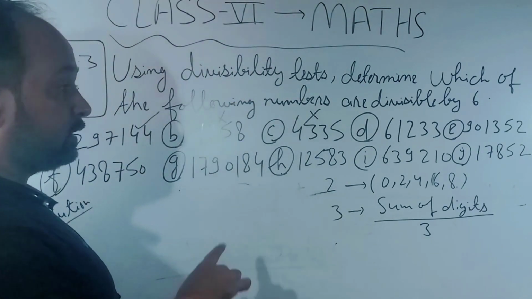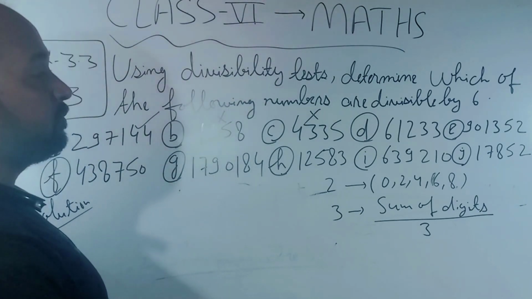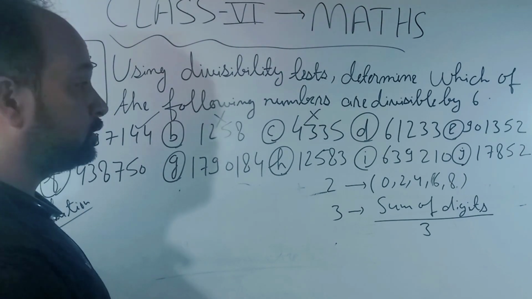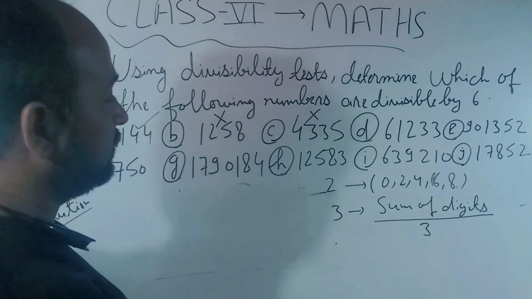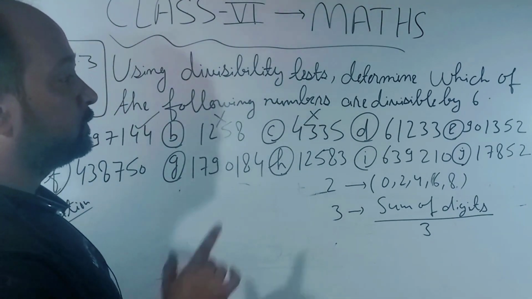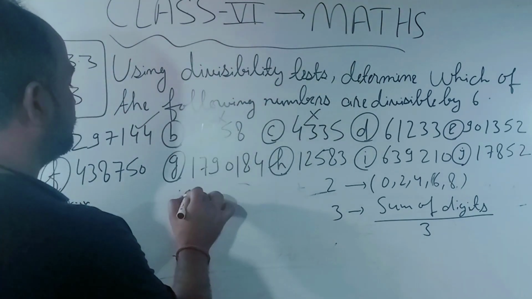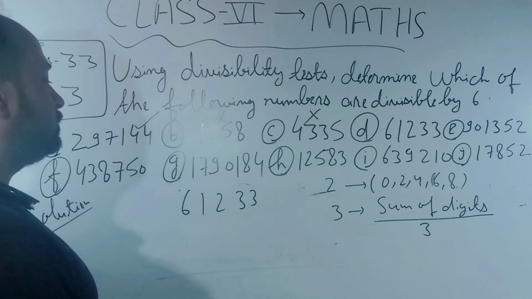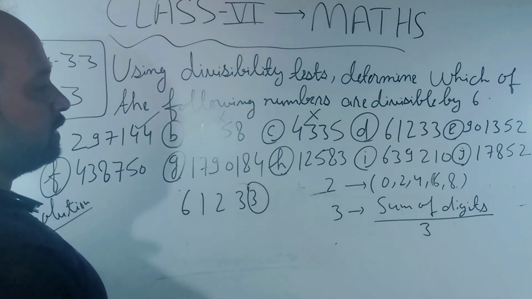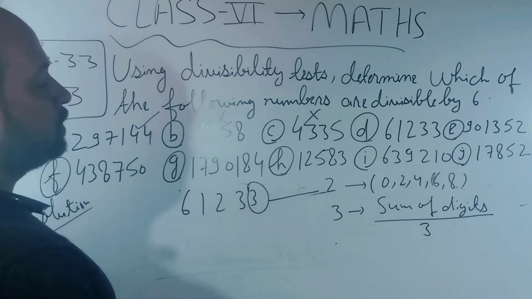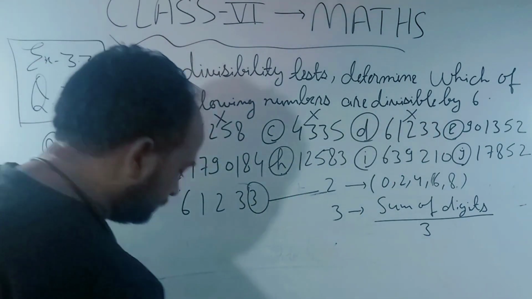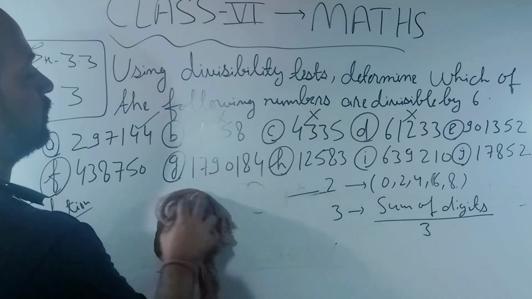It means 2 and 3. If any number is completely divided by 2 and 3, then we can say that number will also be divisible by 6. Clear? Both. Now next number, 6 1 2 3 3. So you just see the last number, 3, and that is not coming from this group, so this number will also not be divisible by 6. Clear?